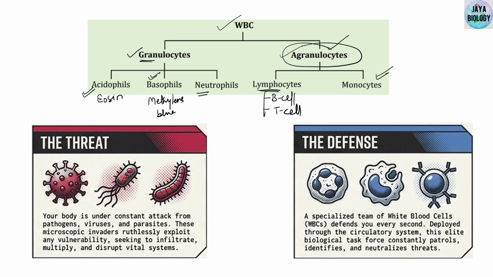Now understand it like a story. See, first of all, our body is always under threat from the pathogen like virus, bacteria, and your nematodes, anything. They are always under constant threat. And these microscopic invaders, what they will do, they will exploit our systems. So our defense system is very strong. These WBCs are the specialized cells which will try to save our body every second, and they are moving through the blood circulatory system. So let us try to understand.